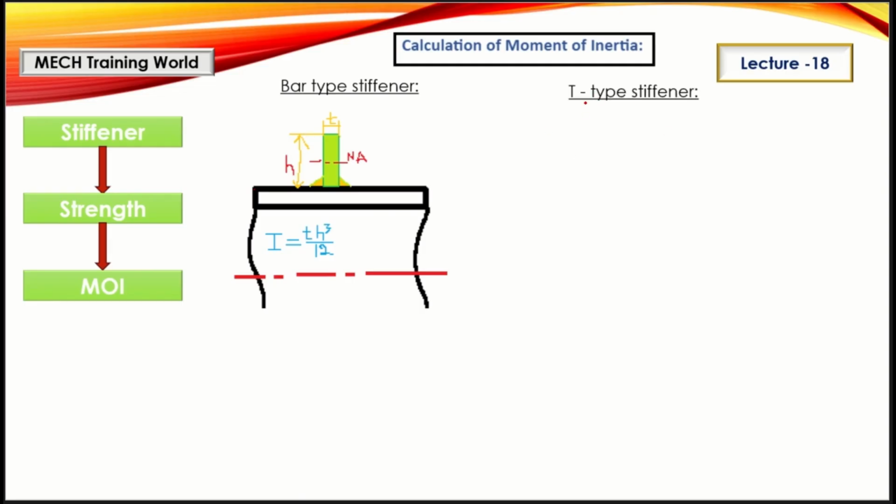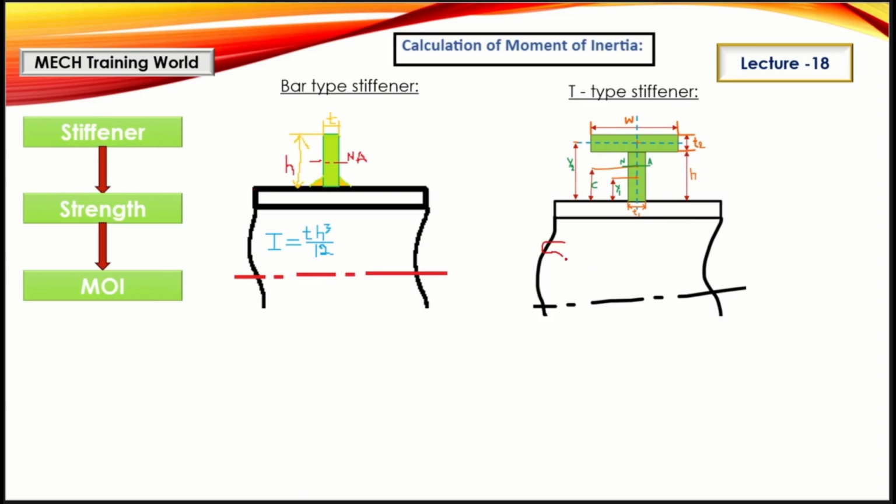So let's calculate the moment of inertia for the T-type stiffener, guys. This is our shell, and this is the T-type. In engineering, we know that for a T-type section we calculate the moment of inertia by dividing the T shape into two sections by cutting like this. This is the first one and this is the second one. I'm considering this as one and this as two.